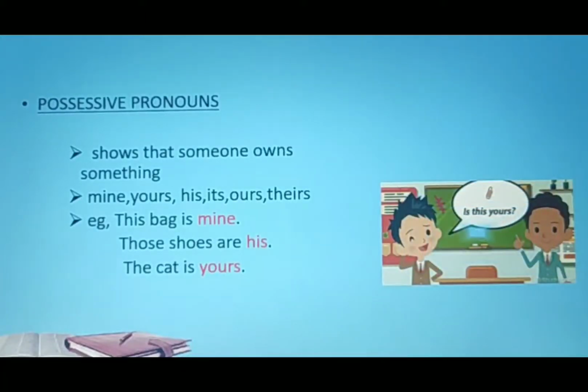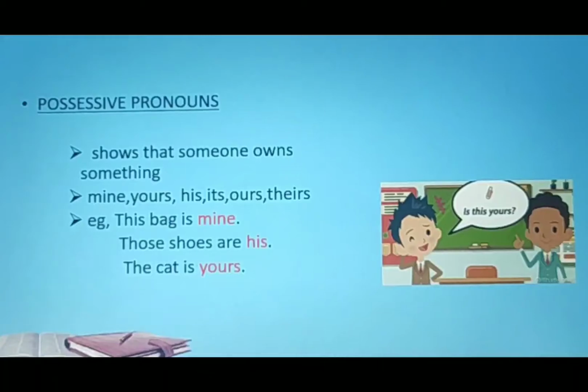Let's look at the next kind of pronoun, which is possessive pronouns. Possessive pronouns show that someone owns something. It includes mine, yours, his, its, ours, theirs, etc. Let's look at the example. This bag is mine. So mine here is a possessive pronoun. Mine shows that I am the owner of this bag. It shows ownership. It shows that the bag belongs to me.